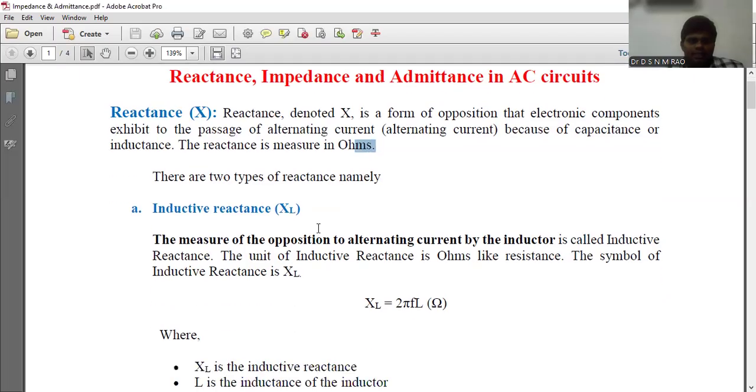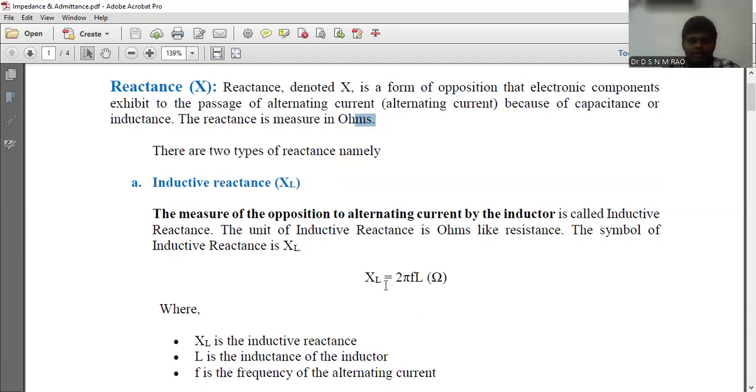There are two types of reactances, namely inductive reactance XL as well as capacitive reactance XC. First of all, we will see inductive reactance XL. Inductive reactance is defined as the measure of the opposition to alternating current by the inductor. Whereas the resistance of a resistor is denoted by R, the opposition of the inductor is denoted by XL. The unit of inductive reactance is ohms, like resistance.